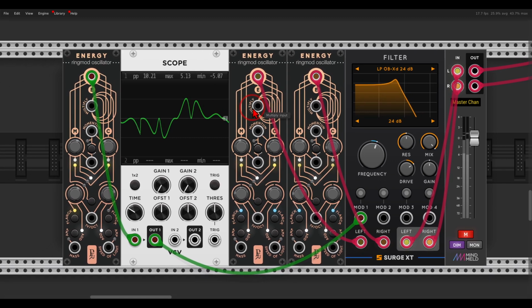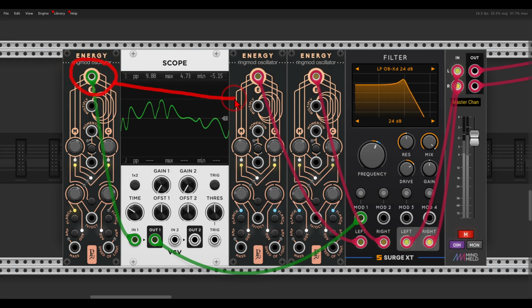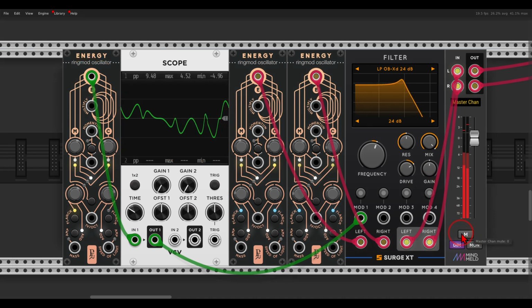So here I have a little patch. I have two Energy oscillators going through a filter and one Energy as an LFO modulating the filter. You can see the shape here on the scope.